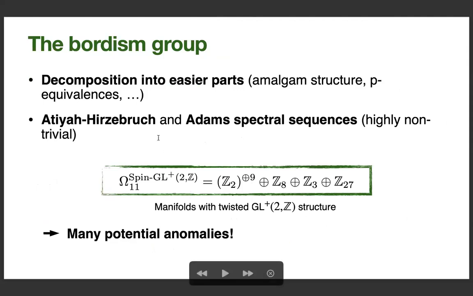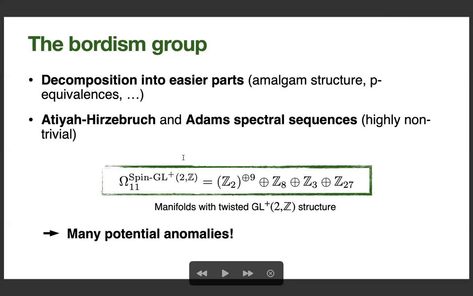What is very useful is exactly this amalgam structure of these groups that are involved. And then you can use prime equivalences of certain parts in order to reduce it into easier pieces that you sort of get a handle on. But still the techniques are involved, for example, the Atiyah-Hirzebruch or the Adams spectral sequence are quite involved. And for that, it's great to have a fantastic algebraic topologist in the collaboration that knows all the theorems that you need in order to figure it out. So that took us quite some time, and it's not easy to do.